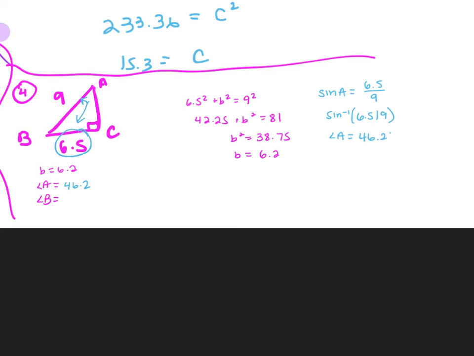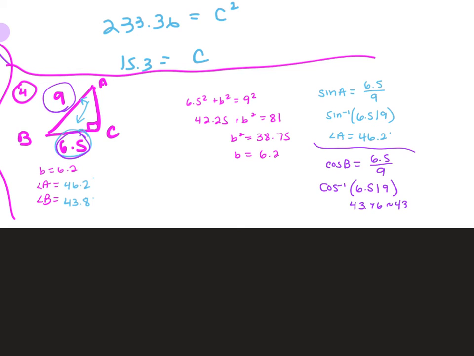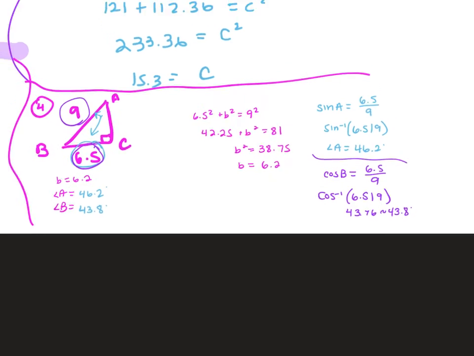So 90 minus 46.2 gives me B is 43.8. But I can also say for B, this would be adjacent, this would be hypotenuse. So the cosine of B would be 6.5 over 9, cosine inverse of 6.5 over 9. And I get 43.76, which rounds to 43.8 again.